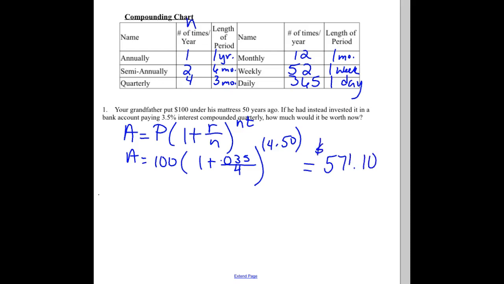All right, since we're dealing with money, we'll round to 2 decimal places. So if he had put it in the bank instead and left it there for 50 years, he'd have an extra $471.10. Okay.